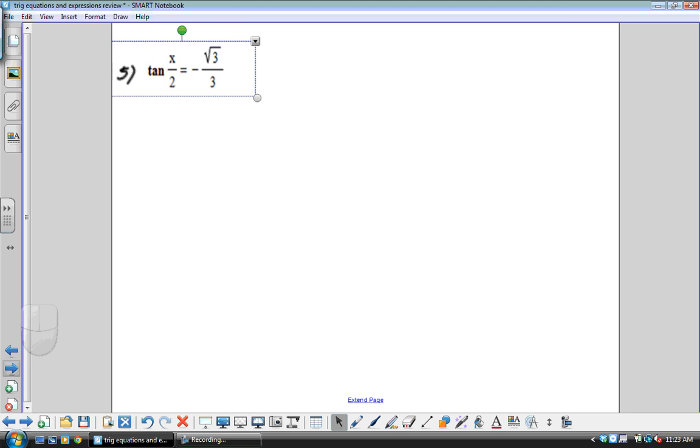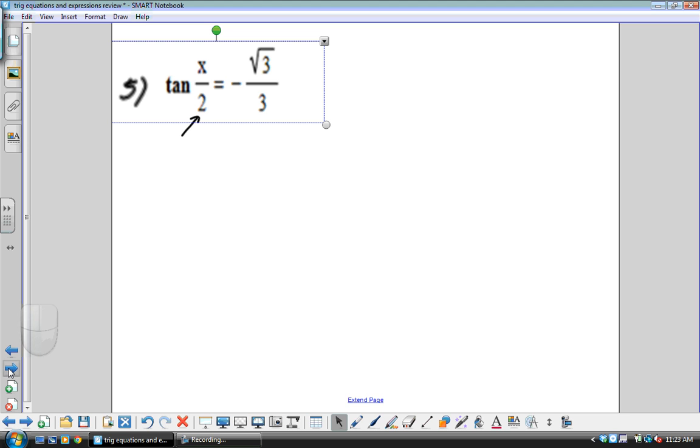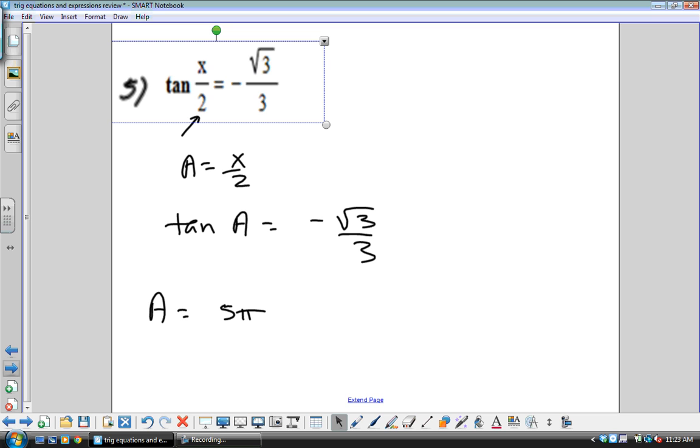Okay, number 5, we have yet another coefficient, x over 2. So I'm going to let a equal x over 2. So we'll get tangent of a equals negative square root of 3 over 3. Now, where is my tangent here? Negative square root of 3 over 3. So tangent is negative in the second and the fourth quadrant. So that's going to be at 5 pi over 6. And let's see where else. At 11 pi over 6.